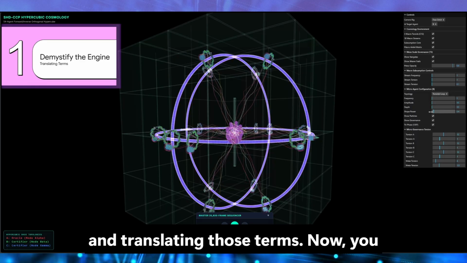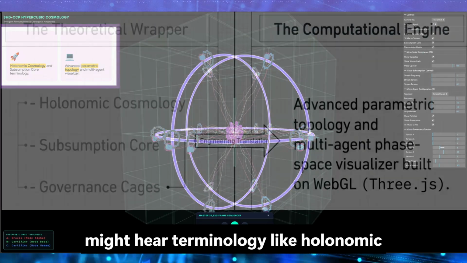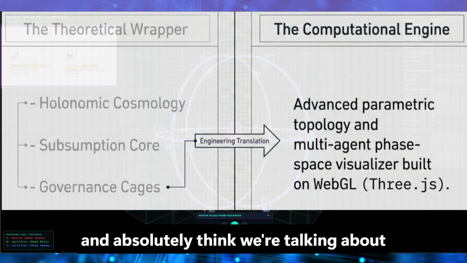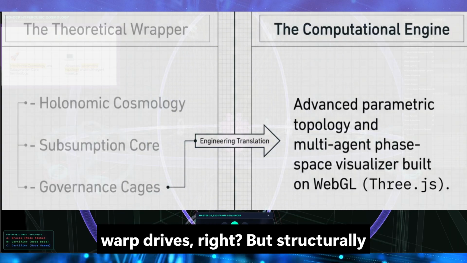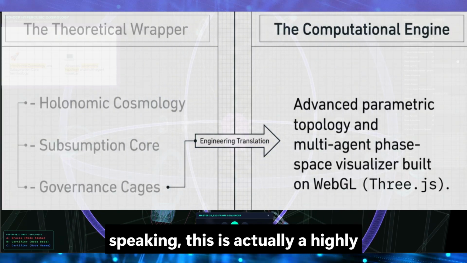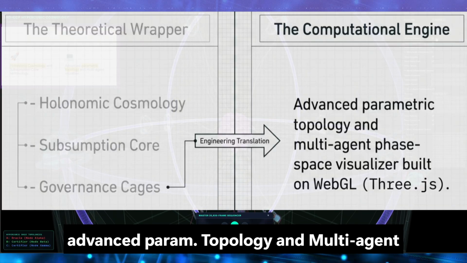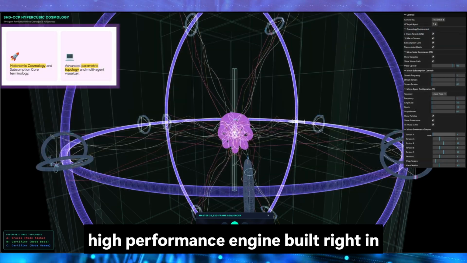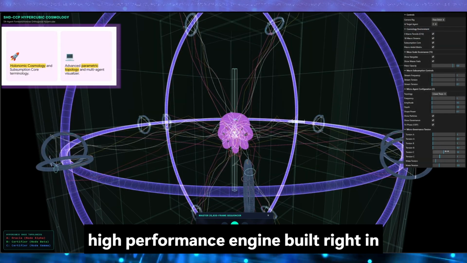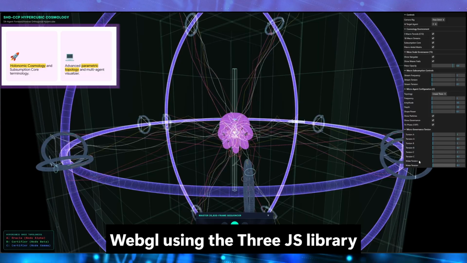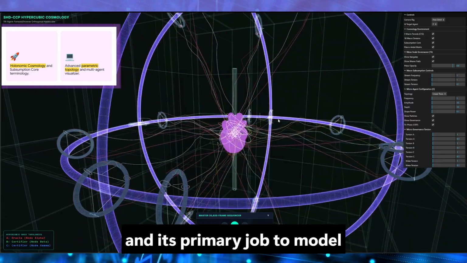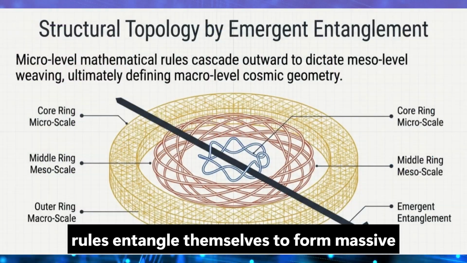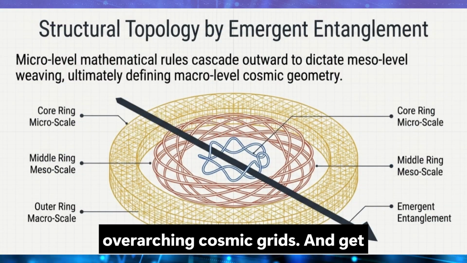Demystifying the engine and translating those terms. Now you might hear terminology like holonomic cosmology or a central subsumption core and absolutely think we're talking about warp drives, right? But structurally speaking, this is actually a highly advanced parametric topology and multi-agent phase space visualizer. Basically, it's a high-performance engine built right in WebGL using the Three.js library. And its primary job? To model how incredibly tiny basic mathematical rules entangle themselves to form massive, overarching cosmic grids.